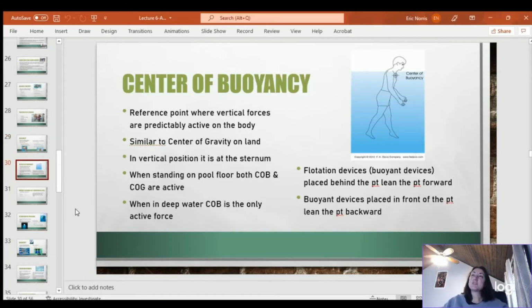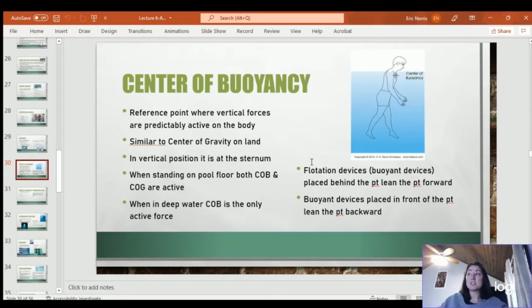All right, the center of buoyancy. It's kind of like the reference point, similar to the center of gravity on land, but this is when you are in water, and it's the point where vertical forces are predictably active on the body. In a vertical position, it's at the sternum. If you're standing on the pool floor, the center of buoyancy and center of gravity are both active, but if you're in deep water, only the center of buoyancy is active on your body.